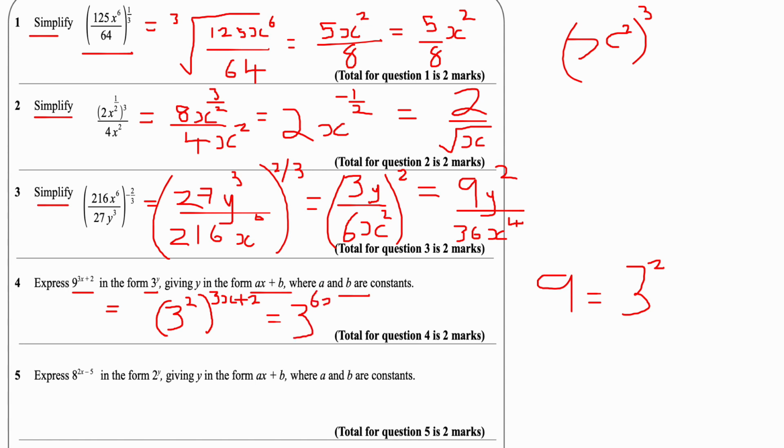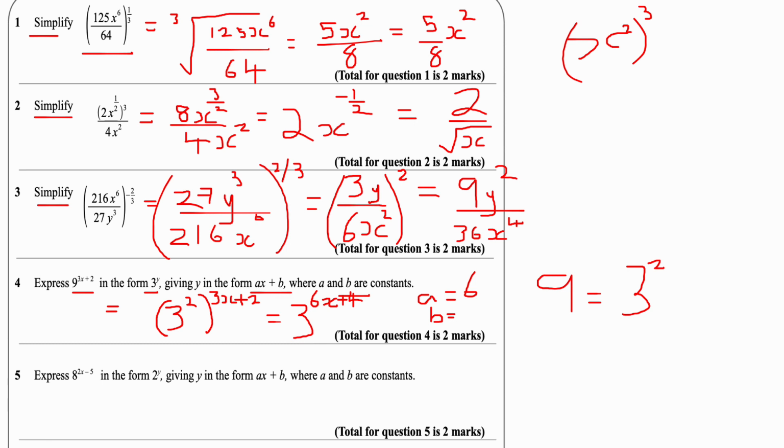When I multiply 3x plus 2 by the 2, everything gets times by the 2. So ax plus b, where in this case a is equal to 6 and b is equal to 4, guys.